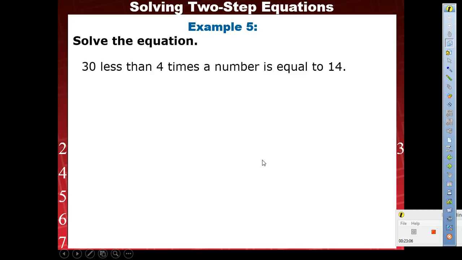Copy this one. Example number 5. It says solve the equation: 30 less than 4 times a number is equal to 14. Write that down. 30 less than 4 times a number is equal to 14. Okay, so you copied that one, and we're going to do this one together. But before that, just copy it, and I'll get you started.